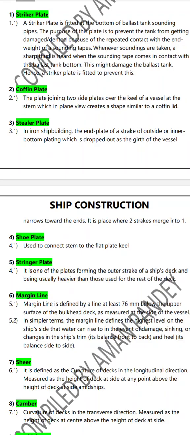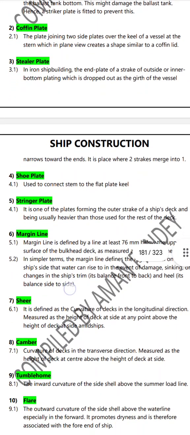Okay, now the Steeler plate is basically when two plates combine together to form a single plate. In iron ship building, it is the end plate of a strake of the outside or inner bottom shell, which is dropped out as the girth narrows towards the end. It is the place where two strakes merge into one.